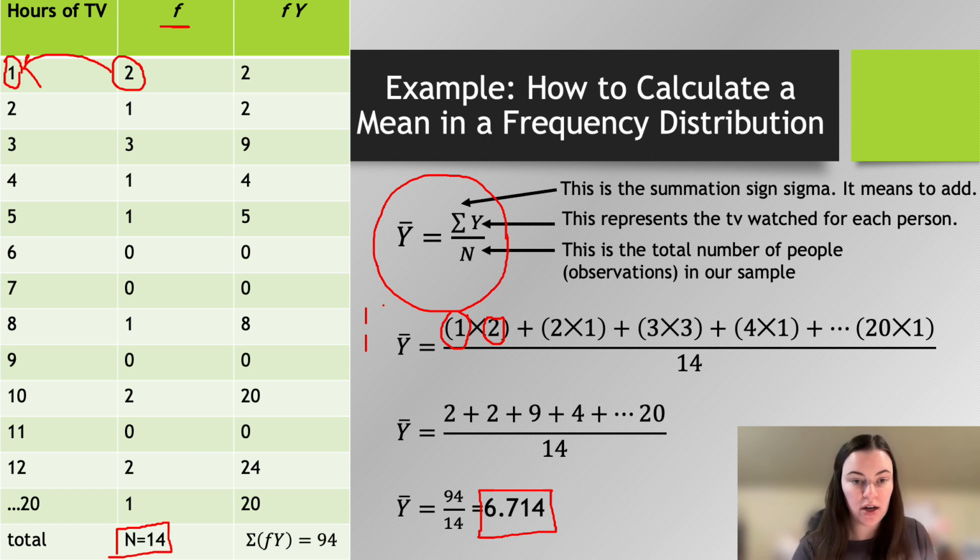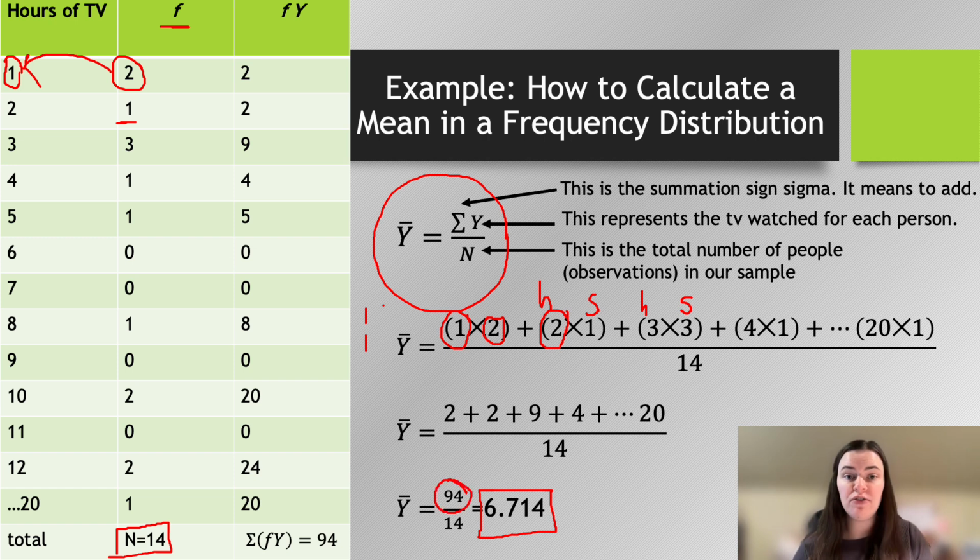The second part of this observation is accounting for those that reported that they watched 2 hours of television per week. And I only had 1 student indicate that. So for every 2 hours, I had only 1 student. In this case, I had 3 students say that they watch 3 hours, so on and so forth until we account for all of our values. When we do that math and add all of those values together, we still get that total of 94 hours.